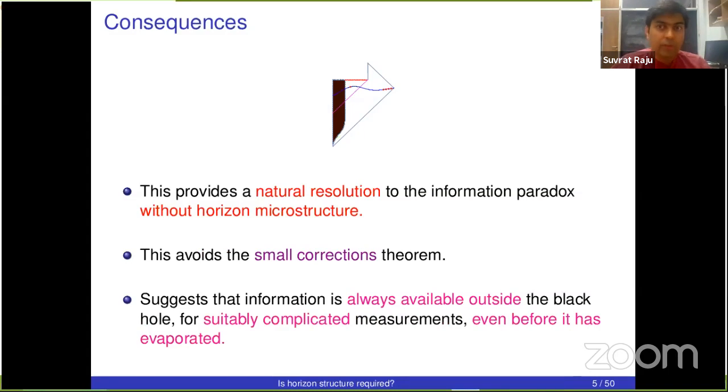Just to advertise what I think the consequences of this result will be that I hope to establish by the end of the talk, I would like to argue that one can make this picture precise, and this picture does provide a natural resolution to the information paradox without horizon microstructure. And I would like to especially address the question of how this avoids the small correction theorem that Samir articulated so nicely in his talk. And I'd also like to make some contact with some of the talks yesterday. In particular, while the picture I'm suggesting is also the one that was discussed in previous talks, I would like to emphasize that the picture I'll try and develop in today's talk suggests that information is always available outside the black hole horizon for suitably complicated measurements, even before the black hole has evaporated. And this, in a sense, is different from what was previously discussed.